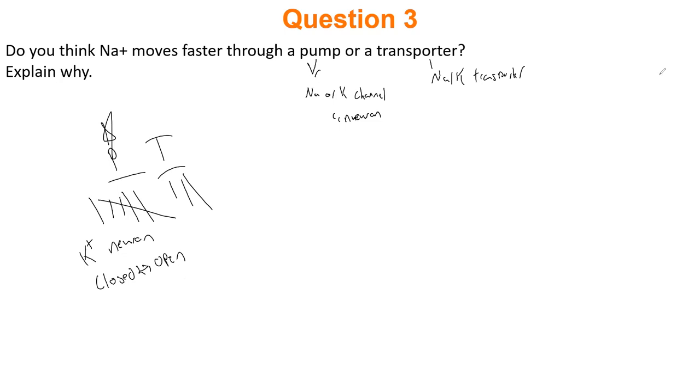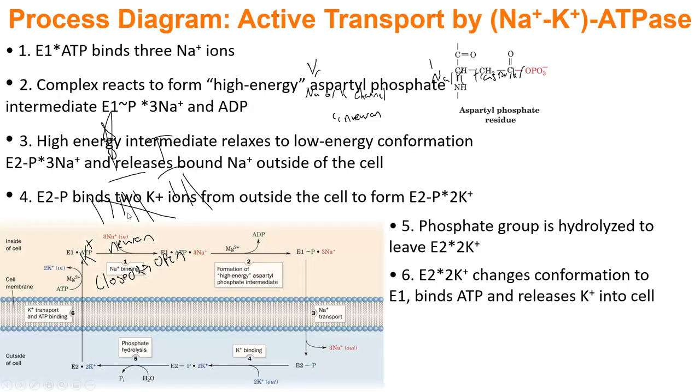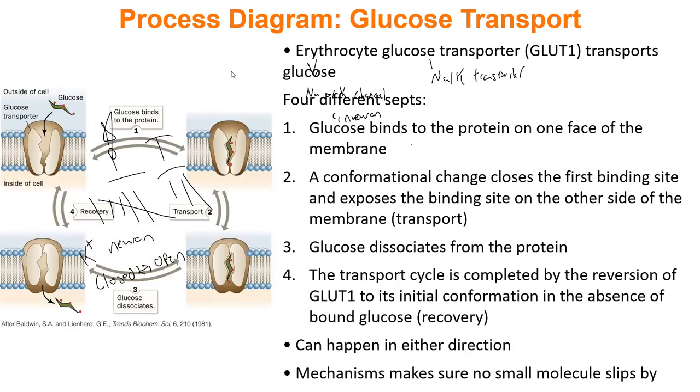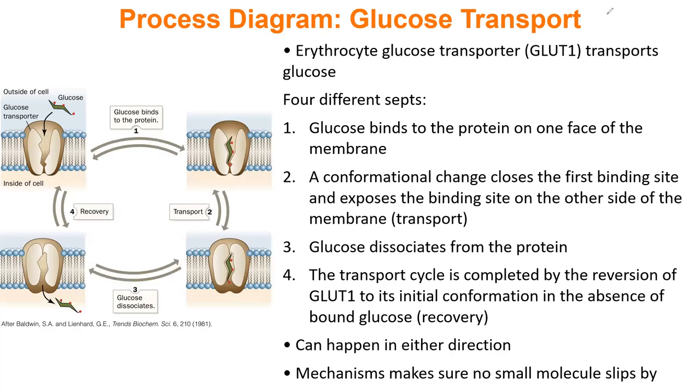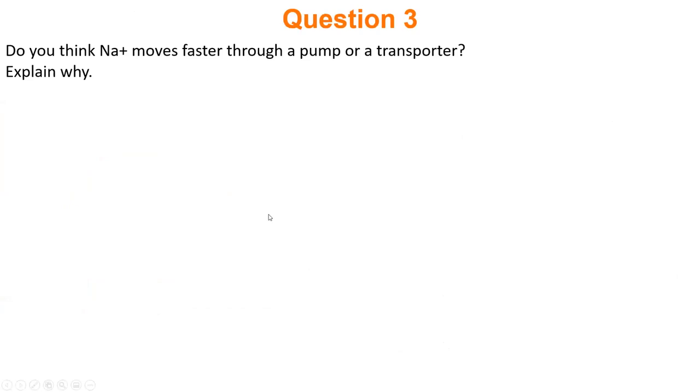In the transporter, let's take a look at our transporter. You're only open to one side at a time. That's a better image of it. You're only ever open to one part of the cell. You're either open to the outside or the inside. You're never open to both, like the pump is. So you are limited to moving one thing or one group of things at a time. So a transporter is incredibly slow when compared to the pump. The pump is just magnitudes of order faster because it's open to both sides of the cell. So it would be the pump. Any questions about the difference between a pump or a transporter?